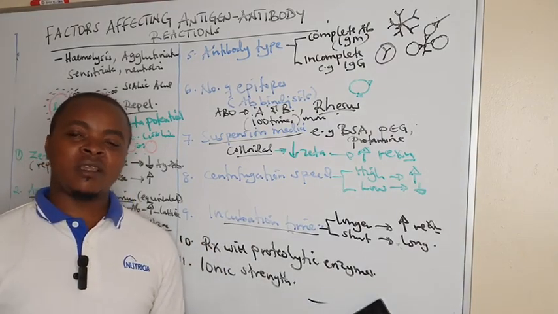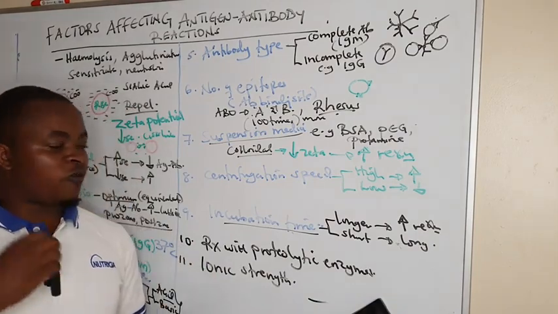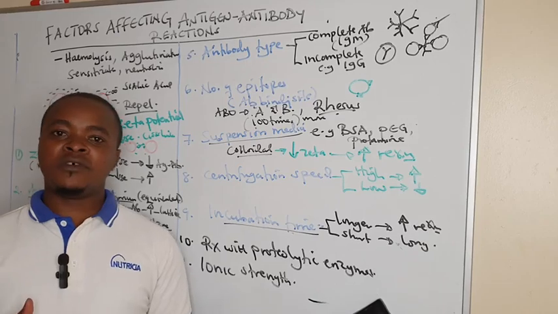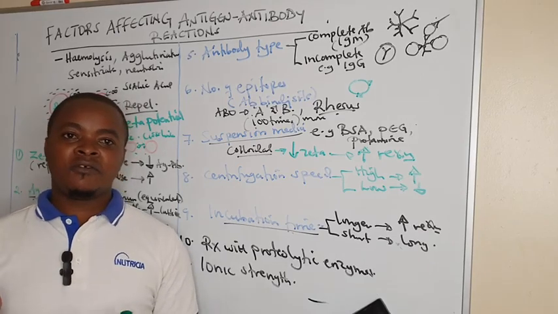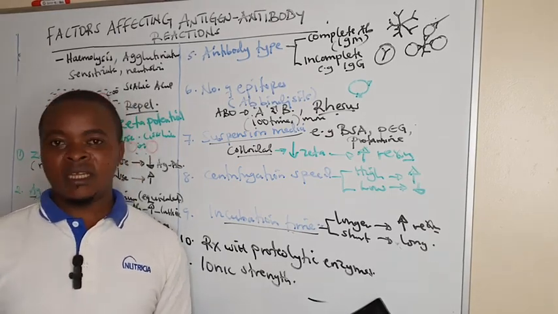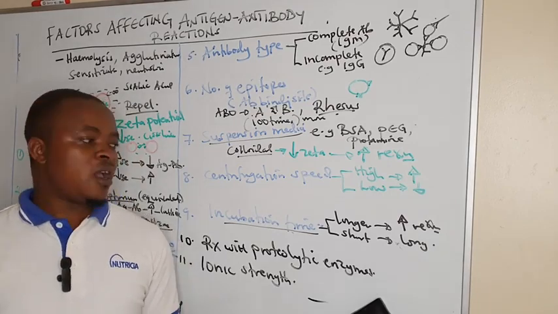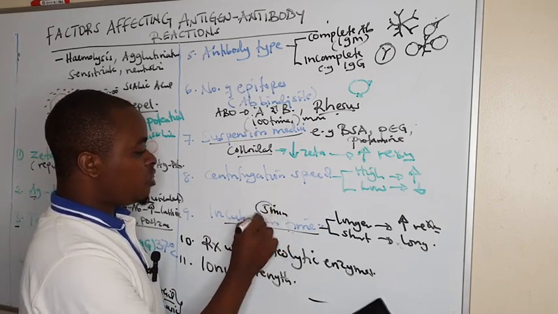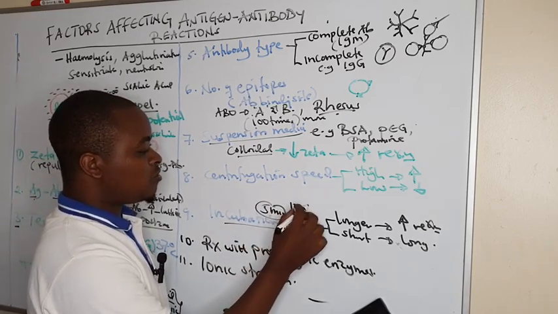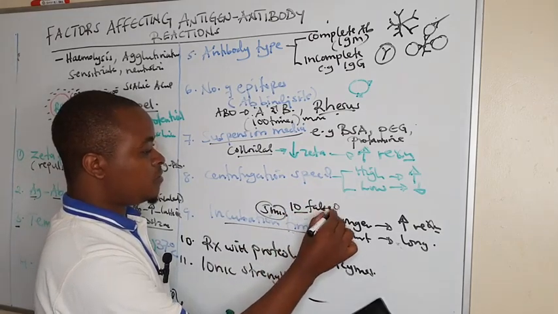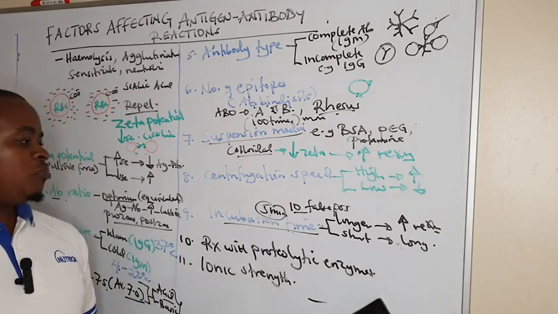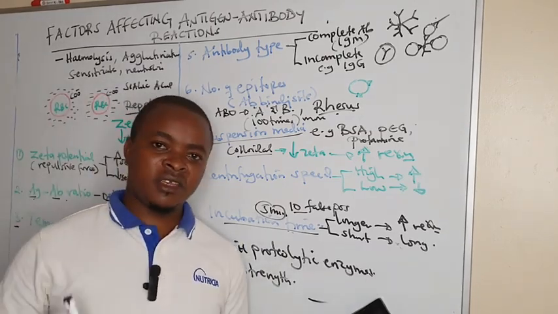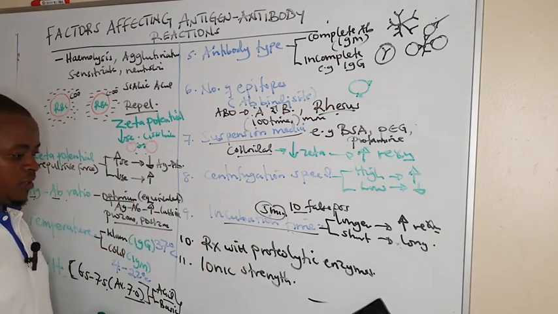So if they say we should incubate for 5 minutes, and you incubate for 2 minutes, you get false negative results. And if they say the optimum is 5 minutes, and you incubate for 10, you are likely to get a false positive. So incubation time is very key in antigen-antibody reaction.